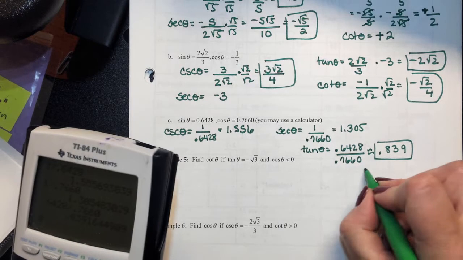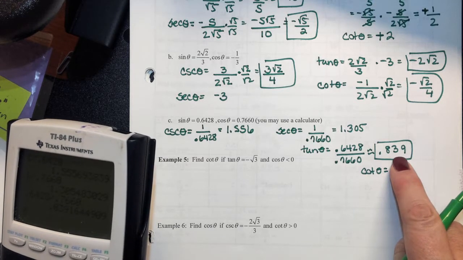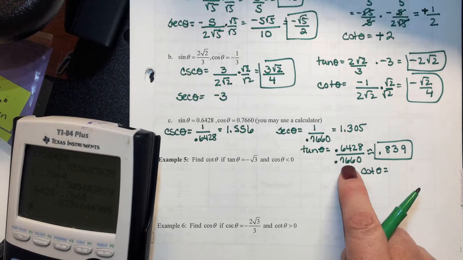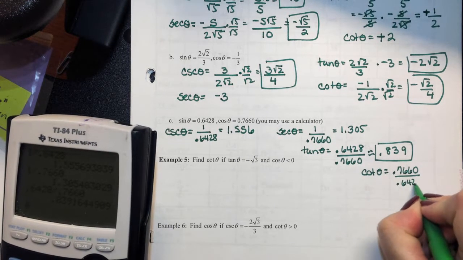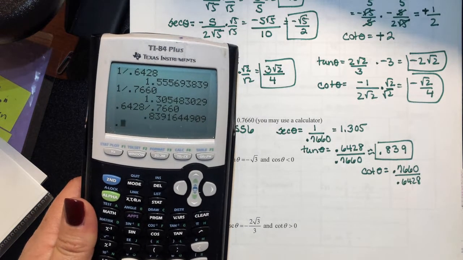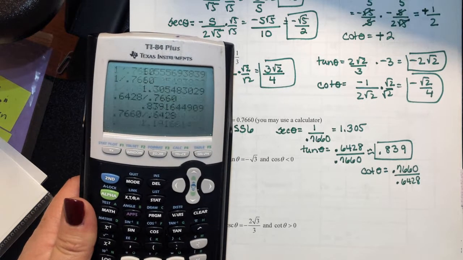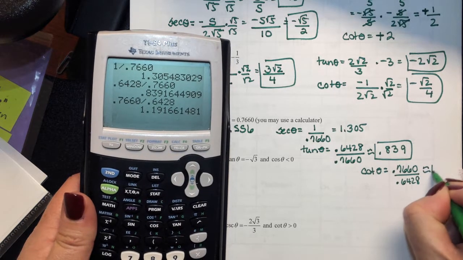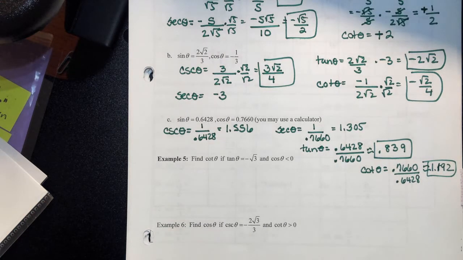The cotangent, you can just take the reciprocal of 0.839, or you could just take the reciprocal of the tangent, the 0.7660, and divide it by 0.6428. So about 1.192. So any questions, guys? If I give you sine and cosine, but instead of being fractions or decimals, you have to use your calculators to find them.